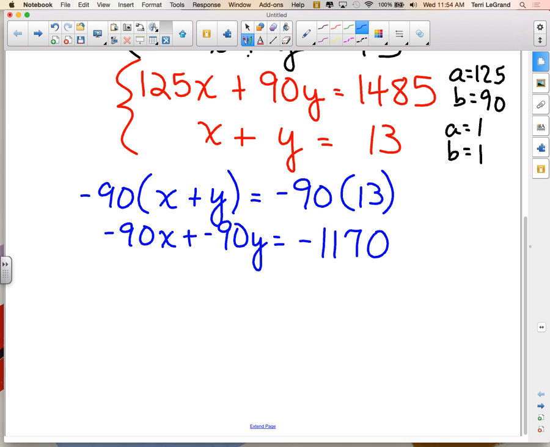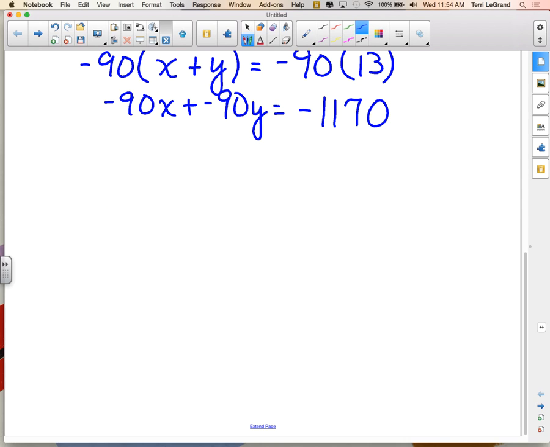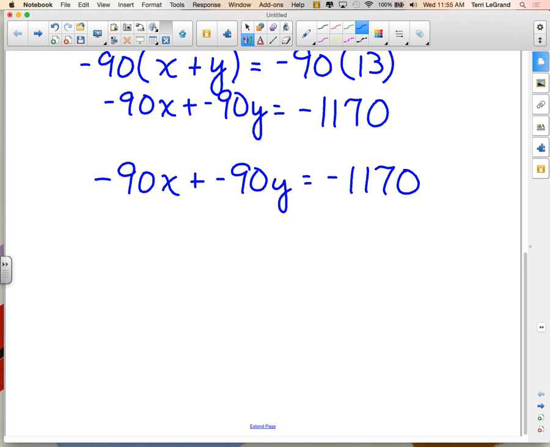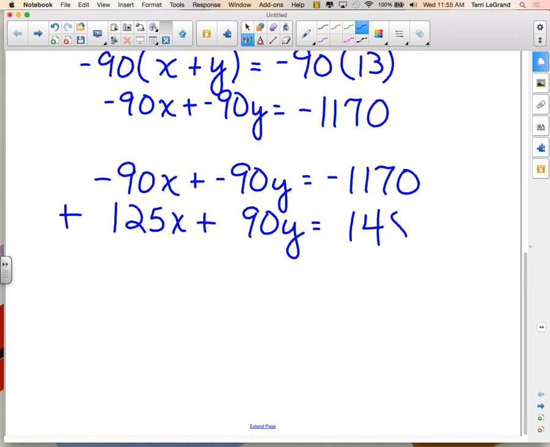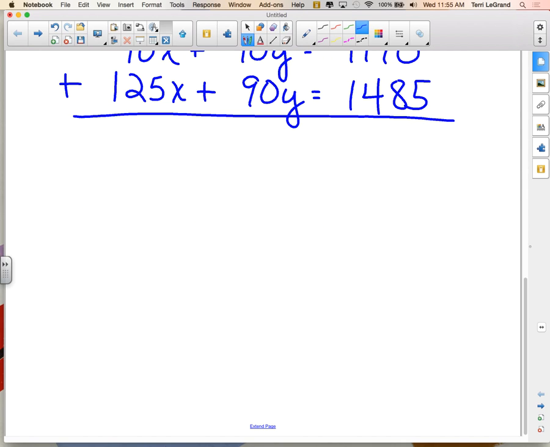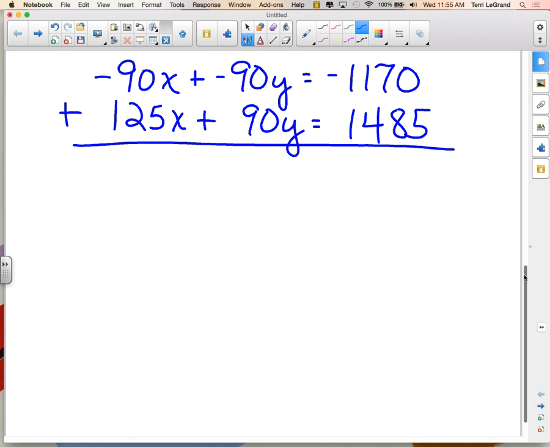Okay, so now, what are we going to do with that? We're going to add it to the first equation. Okay, negative 90x plus negative 90y equals negative 1,170. We're going to add it to the other one, which is 125x plus 90y equals 1,485. Okay, it appears we're going to solve for the number of lilies first, aren't we? Okay, let's figure out how many lilies there are. Go.